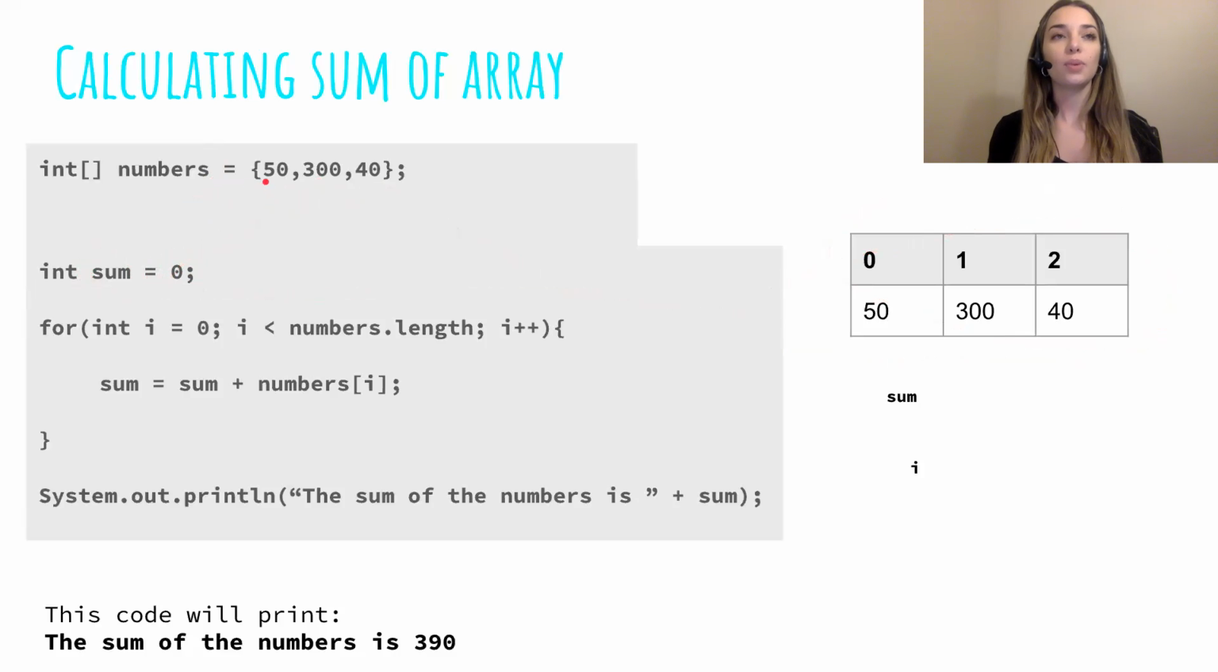In order to do this, we have to go one by one. We have to see what 50 is, add it to sum. So now sum will have 50. Then we have to add 300 to whatever was in there, which was 50. And then we have to add 40 to that.